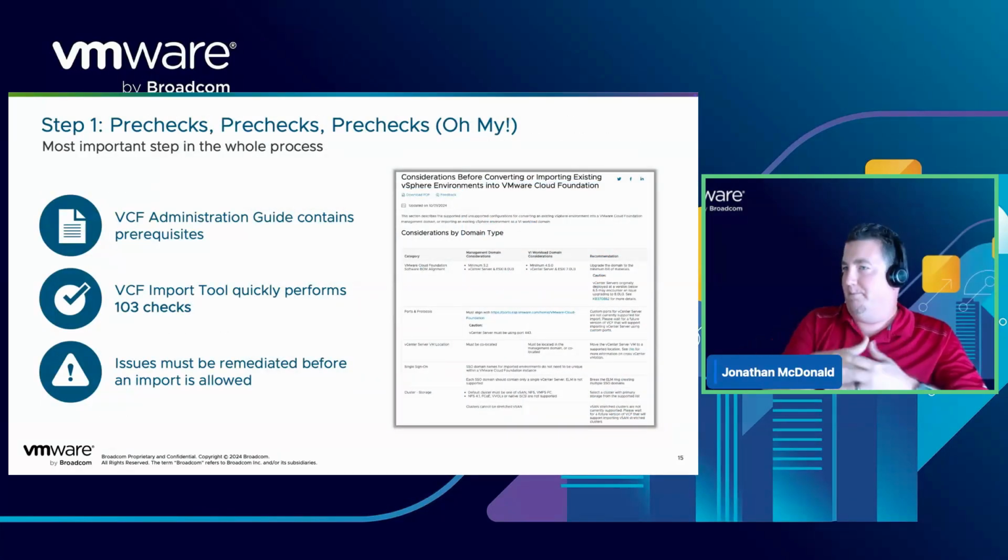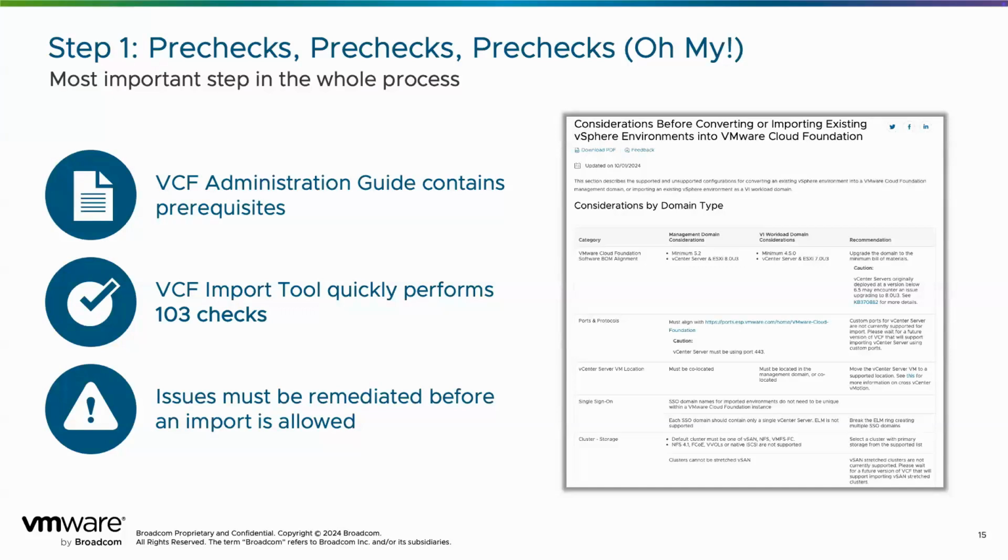So step one, the first step of our configuration procedures, as I've said on the last couple of slides as well, is pre-checks, right? All the pre-checks and all the different things that you need to be able to import are listed in this piece of VMware documentation right here. You can see that there's a big list of stuff.